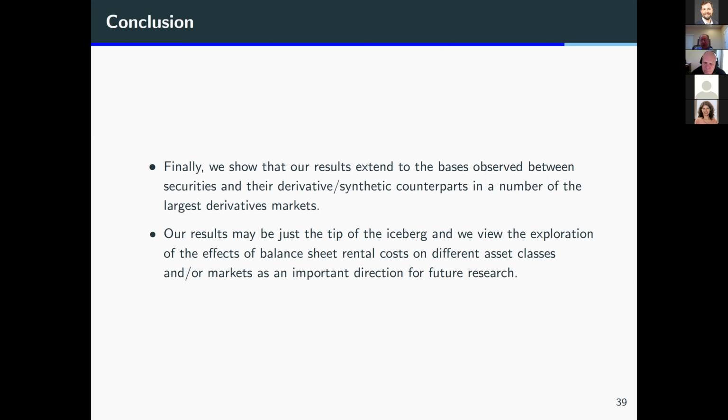But you're right, there may be some other differences that could make a distinction between going long and short. So it's something that needs to be dug into, but some of the capital regulation now is just not making any difference between long and short positions.